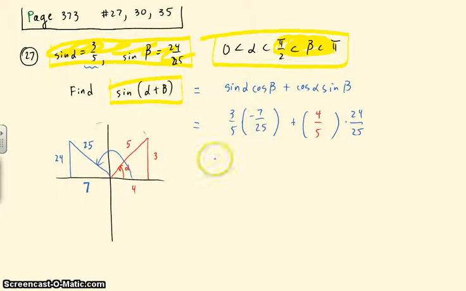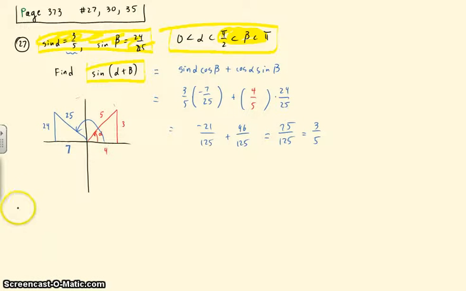And then we've basically got it. So we have to do negative 21/125 plus 24 times 4 is 96/125. And so I believe you end up with 75/125, which simplifies pretty nicely to 3/5. Okay, hopefully I didn't screw that up. I don't think I did. Looks good. Okay, but that's the general idea on 27.